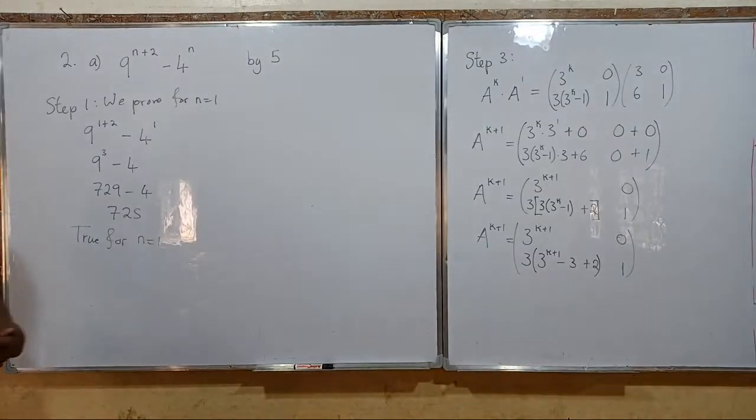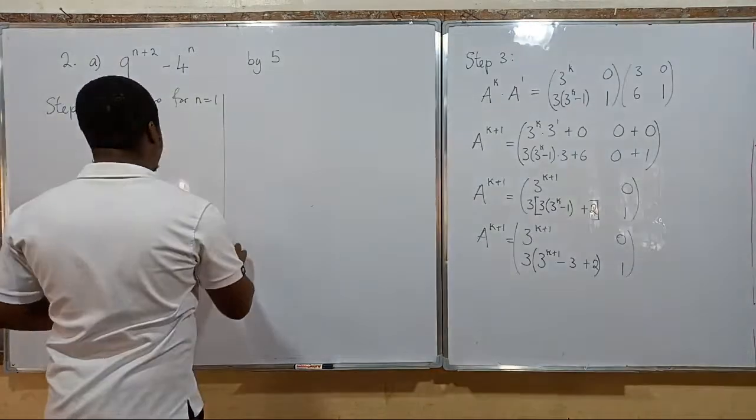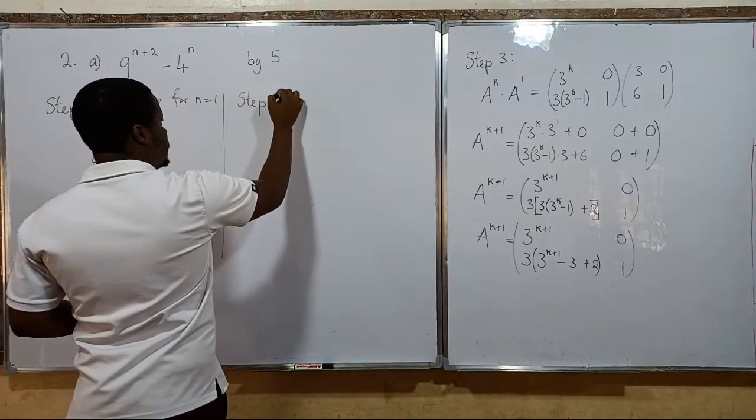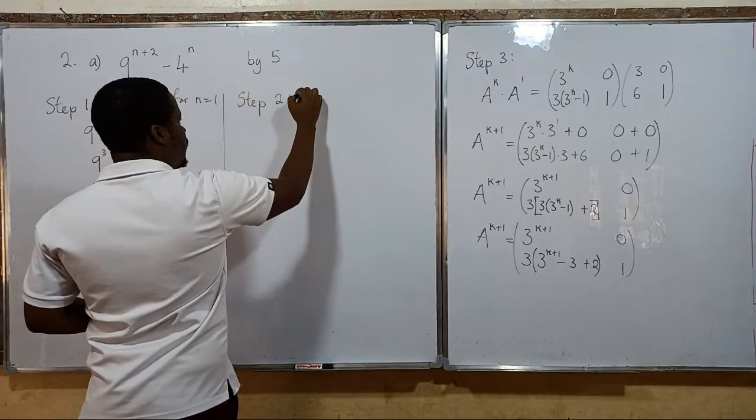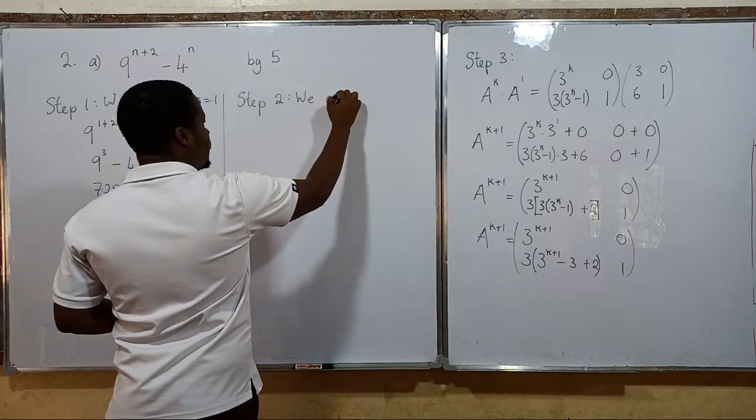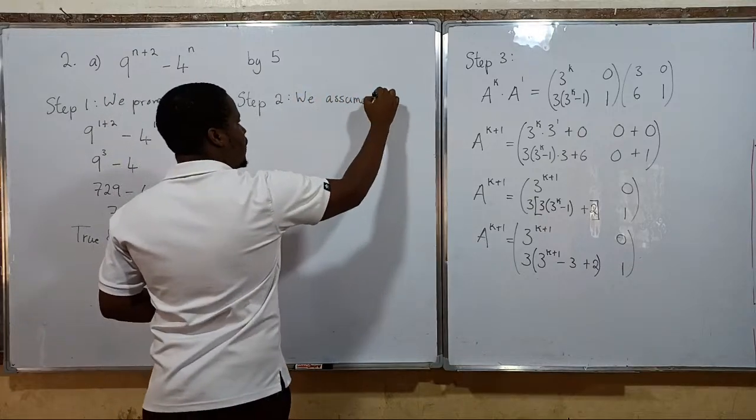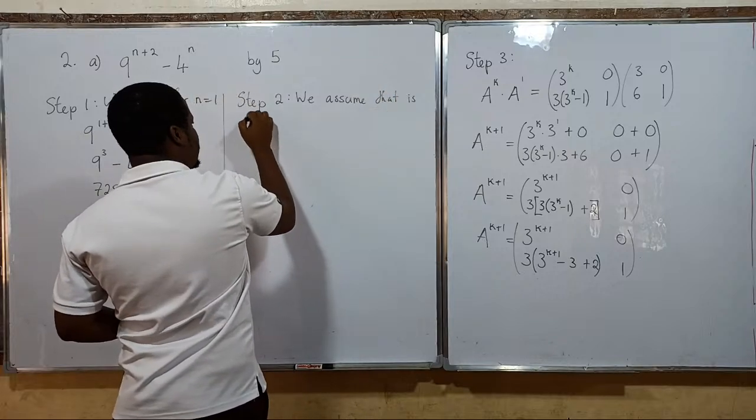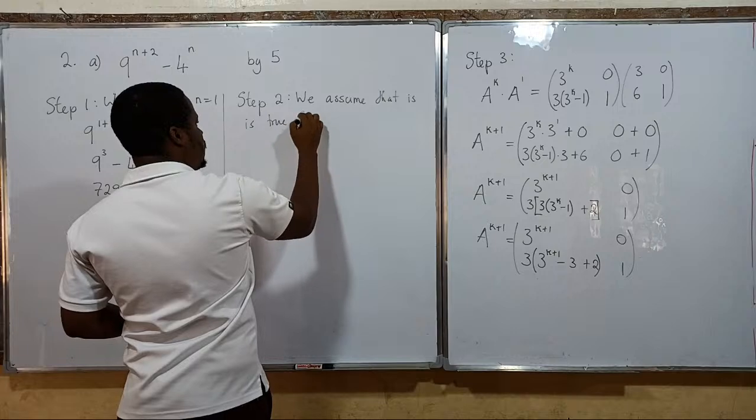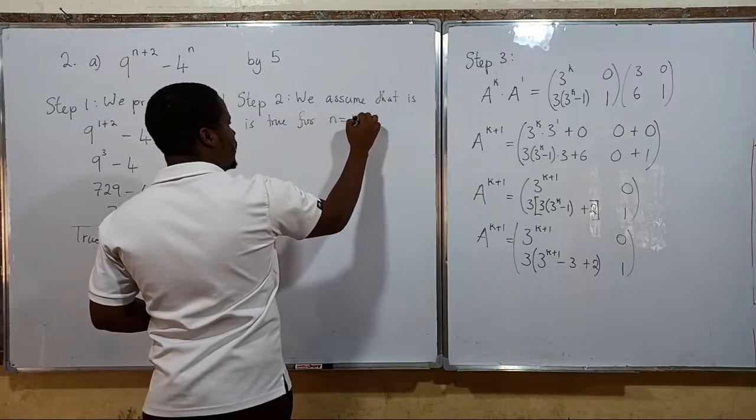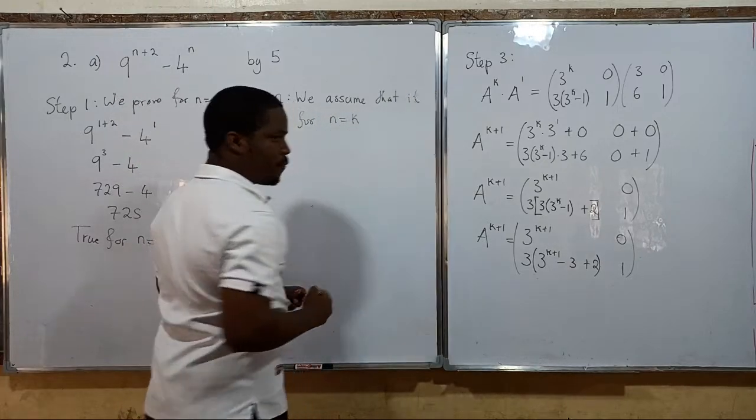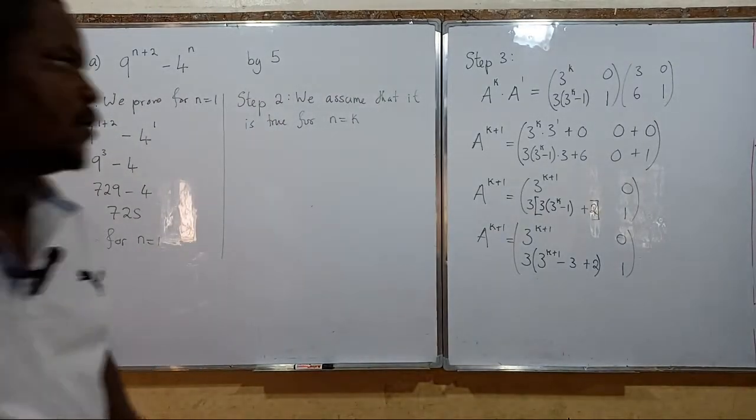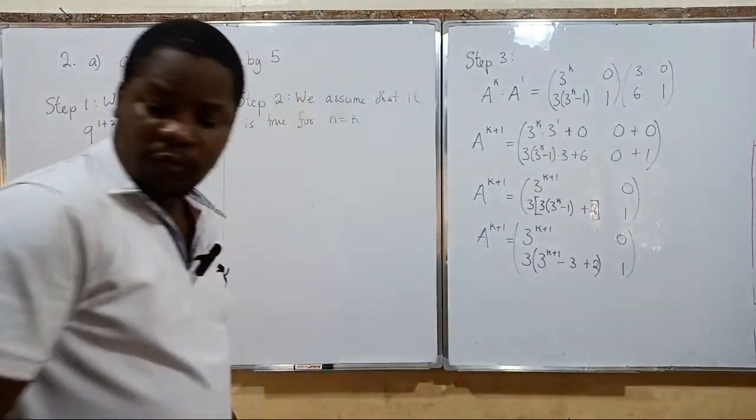Step 2 is the assumption. Now, the assumption for divisibility is a bit different. Let me show you how it's done. So we assume that it is true for n is equals to k. So we're assuming that it is true for n is equals to k.